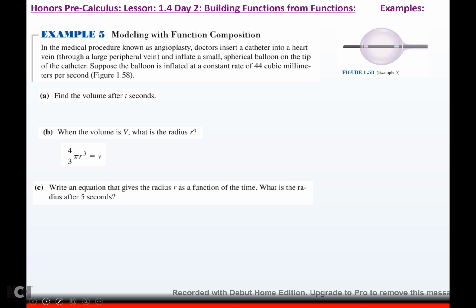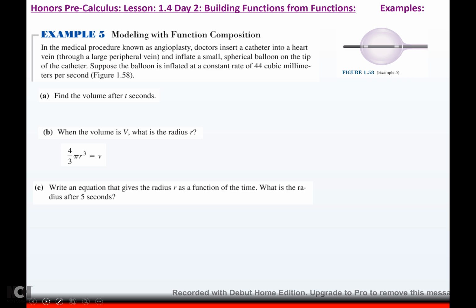Alright. So this one says, in the medical procedure known as angioplasty, doctors insert a catheter into a heart vein through a large peripheral vein and inflate a small spherical balloon on the tip of the catheter. Suppose the balloon is inflated at a constant rate of 44 cubic millimeters per second. A, find the volume after t seconds.